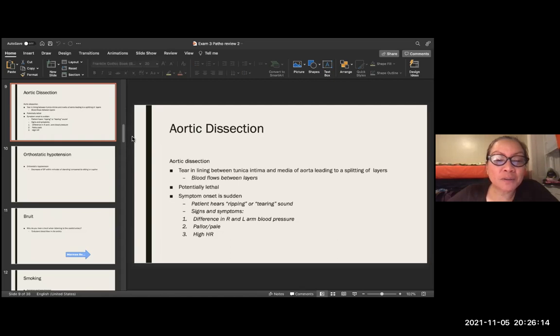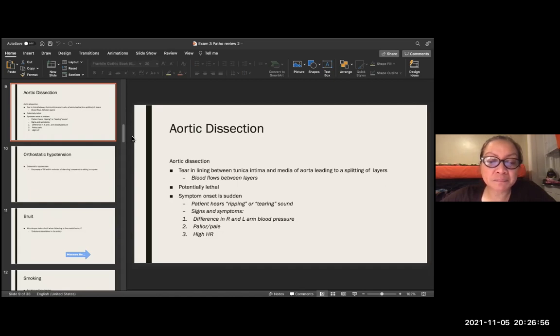Okay, here, let's talk about the aortic dissection. Tear in the lining between the tunica intima and tunica media. You know what's in the media? That is the muscle, right? The intima is the endothelium, right? Leading to a splitting of layers, blood flows between layers, okay? Potentially lethal. Symptom onset, you have to remember, is sudden. When it's sudden, what does it mean? Acute, right? Sudden onset, acute. It's not chronic. Chronic means prolonged, right? Know these differences. Patient hears a ripping or tearing sound.